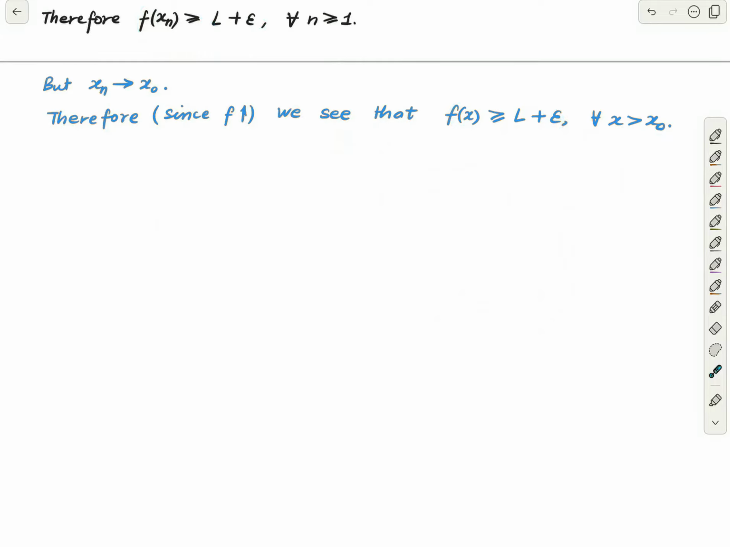But then this implies that the infimum of f of x as x is greater than x naught is also at least L plus epsilon, but this infimum is by definition equal to L. So we get L is at least L plus epsilon, which is a contradiction.